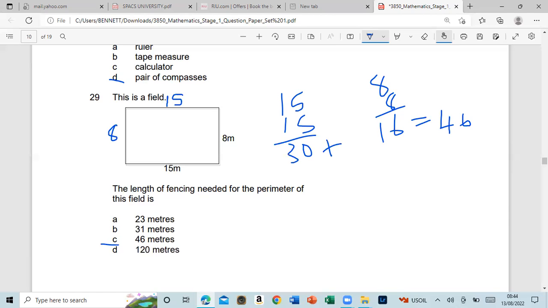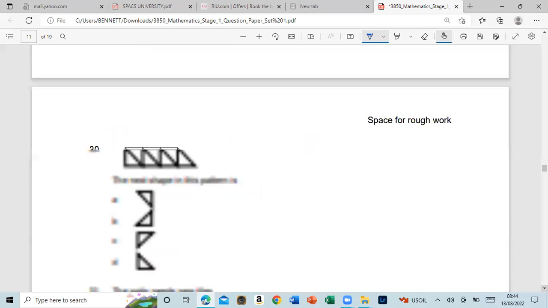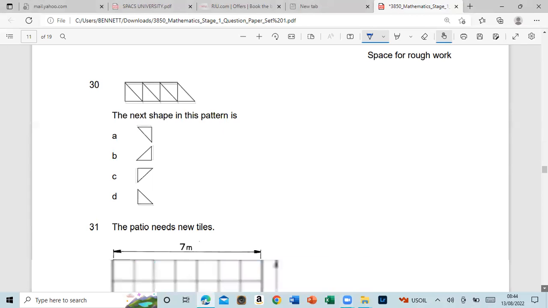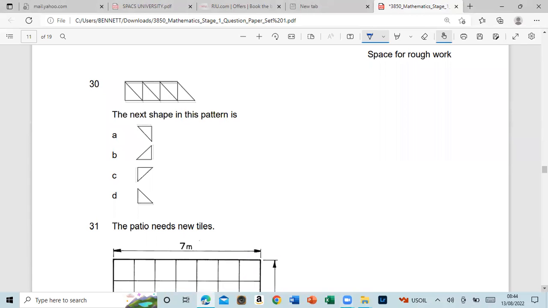All right, let's look at 30. We have 10 minutes. All right, the next shape in the pattern is, let's see, yes, here. A. Yeah, that is correct. You guys are still doing well.